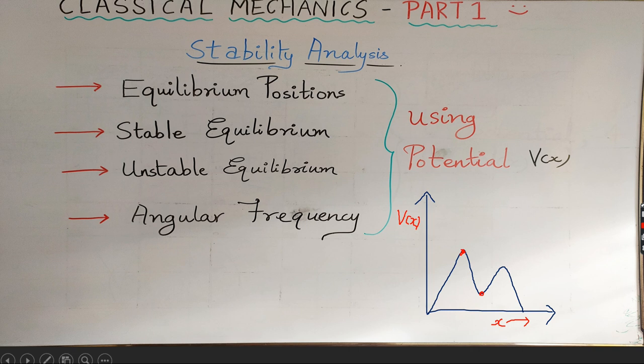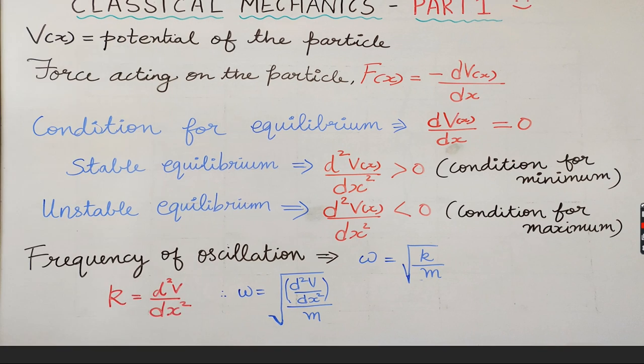Let us see what the steps are to solve the problems from this topic. There will always be a potential given in the question. If no potential is given, one can find the potential using the force given in the question. This is the relation that we know. And what is the condition for equilibrium? One has to find the equilibrium points. One has to take the first derivative of the potential and equate it to 0. That will give you the equilibrium points.